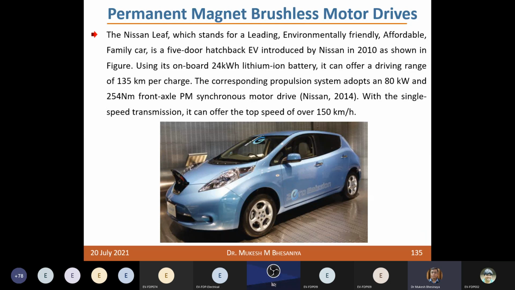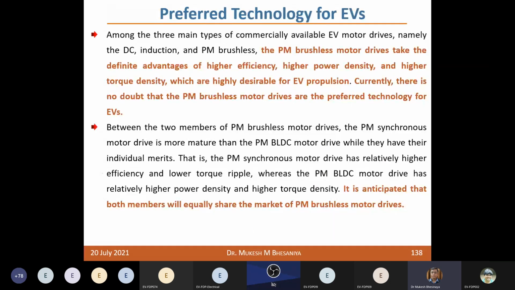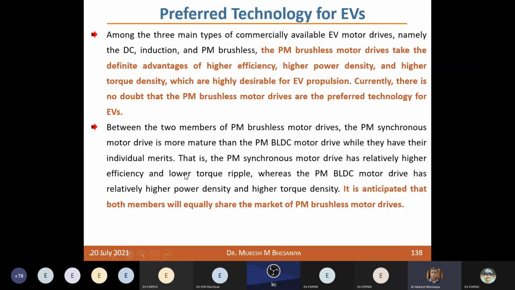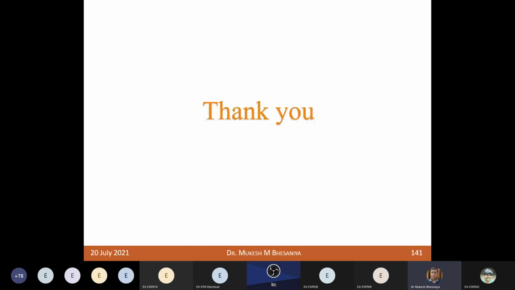It has a power rating of 80 kilowatt. Another is the Smart 420 electric drive. They have used a permanent magnet BLDC motor. These PM brushless motors are nowadays the preferred technologies for EV, and many people are working in this area. It is anticipated that both these motors will equally share the market of brushless motor drives, that is two-wheel as well as four-wheel. You can refer to these books as well.